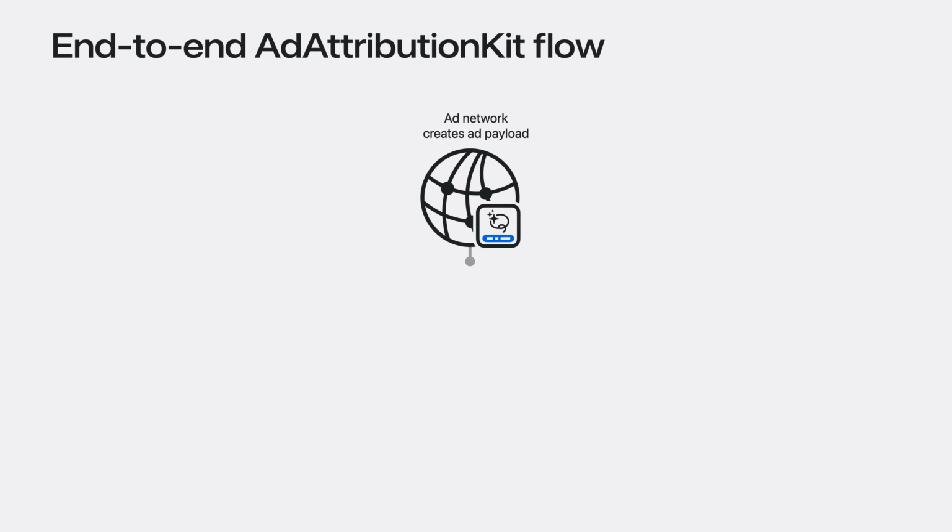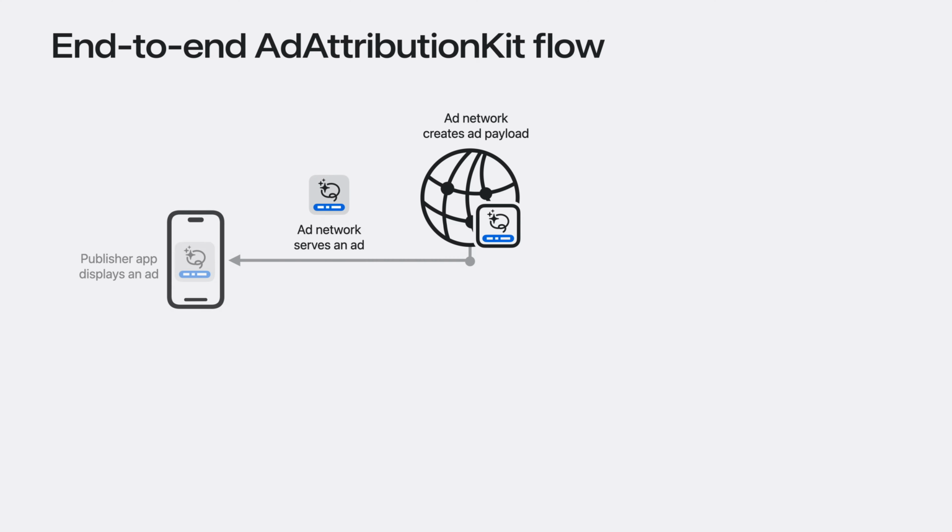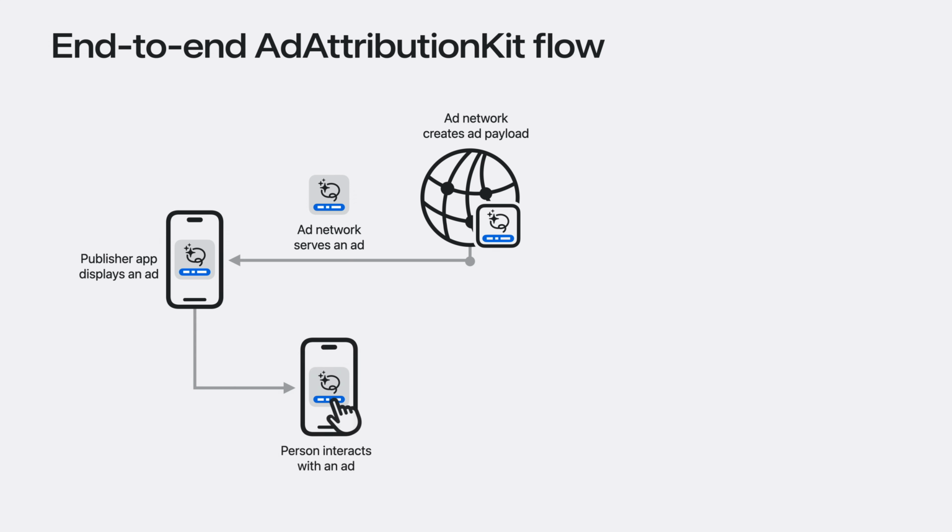An end-to-end flow begins with an ad network creating an ad payload for an app. The ad network then delivers an ad payload to the publisher app, and the publisher app will display an advertisement to someone. Someone can interact with an ad by either viewing it or tapping on it, which leads to either an install or re-engagement conversion. An install conversion occurs when someone installs your app from the App Store or an alternative app marketplace as a result of interacting with an ad.